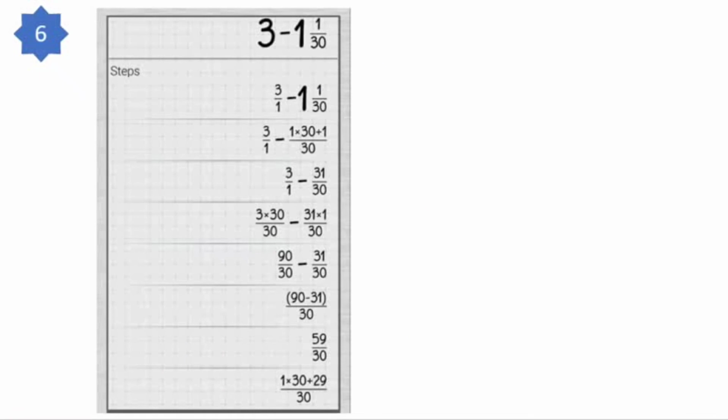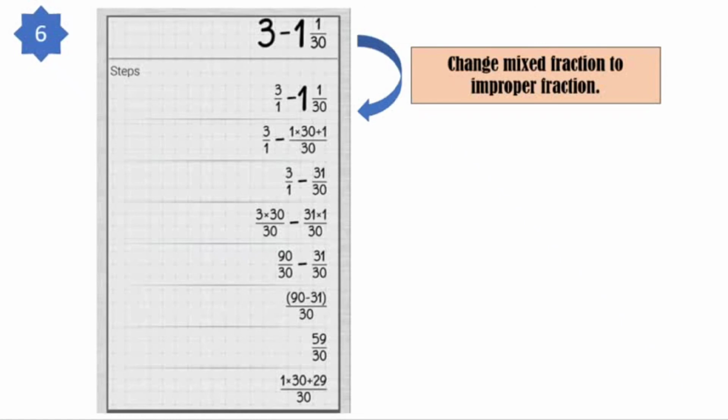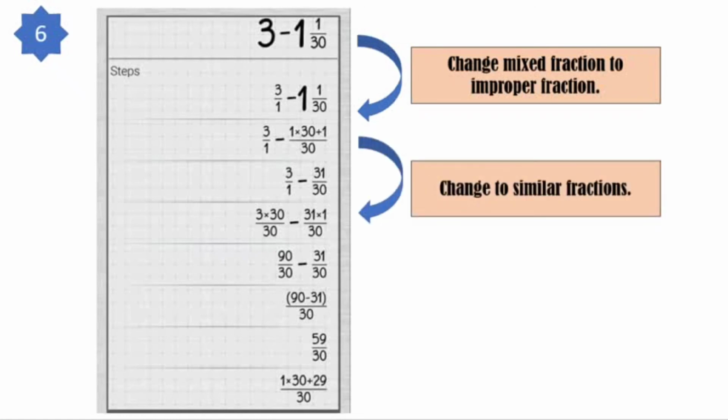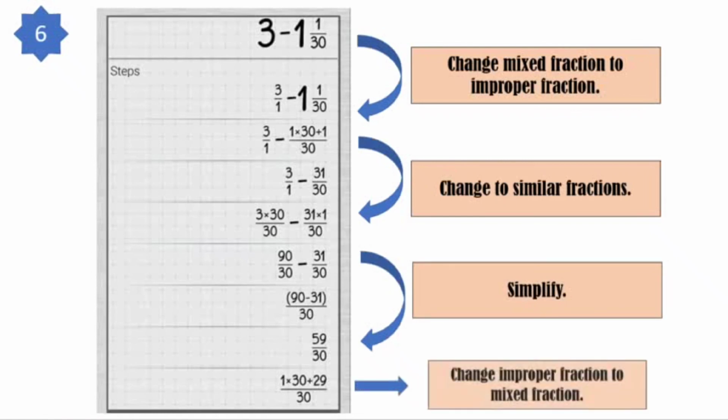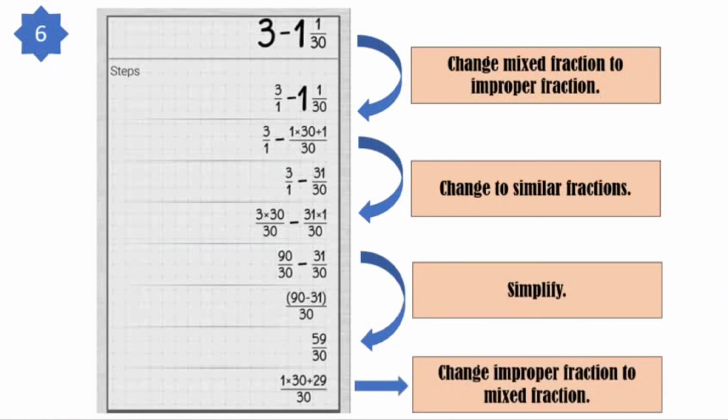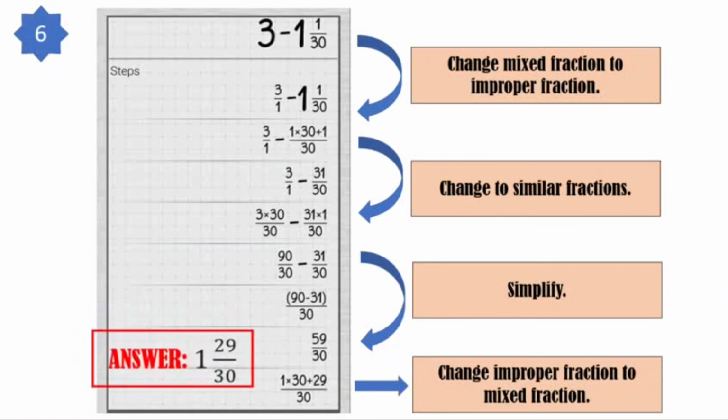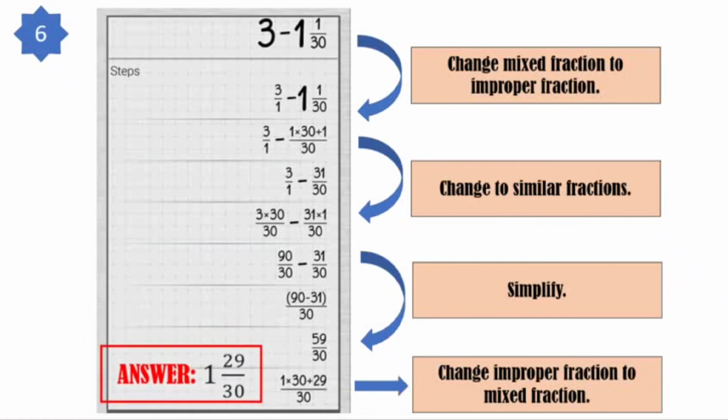Number 6, 3 minus 1 and 1 over 30. Change mixed fraction to improper fraction. Change to similar fractions, simplify, and change improper fraction to mixed fraction. Answer, 1 and 29 over 30.